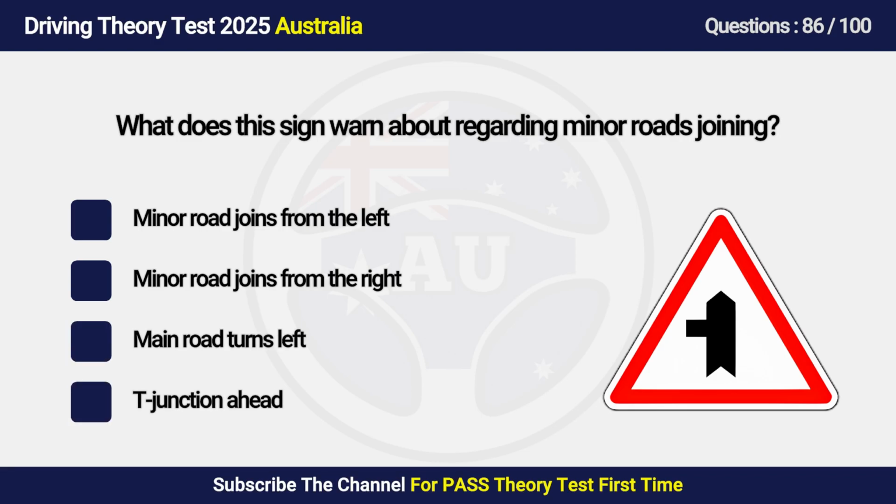A. Minor road joins from the left. B. Minor road joins from the right. C. Main road turns left. D. Ahead.